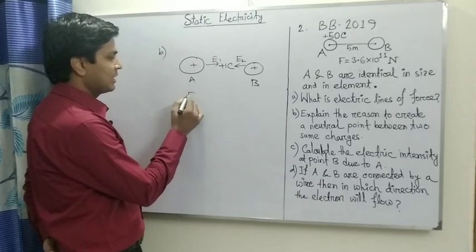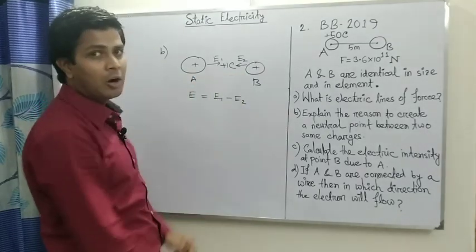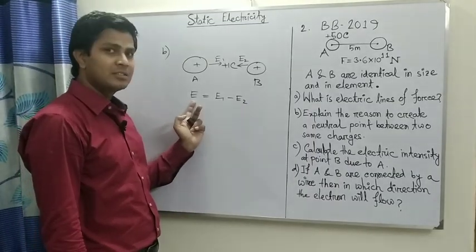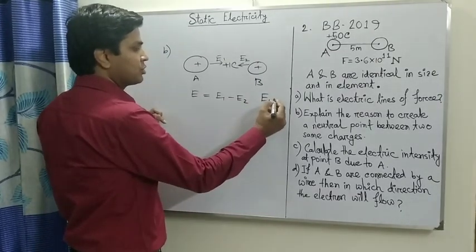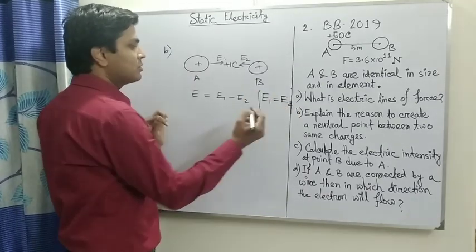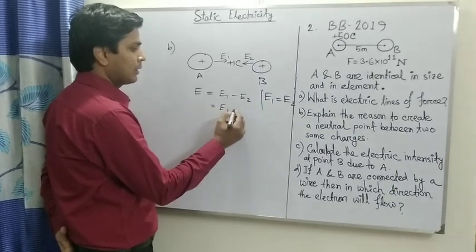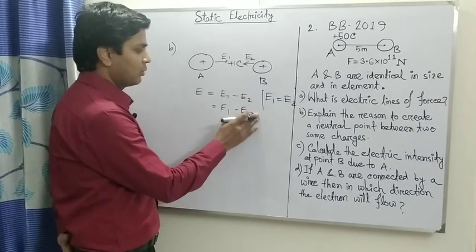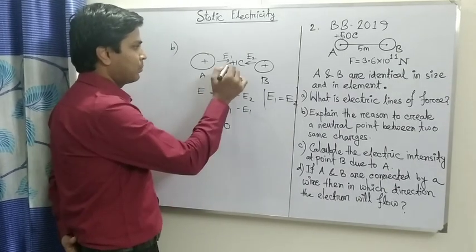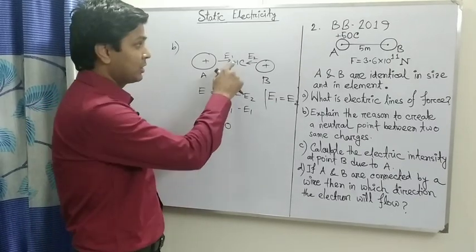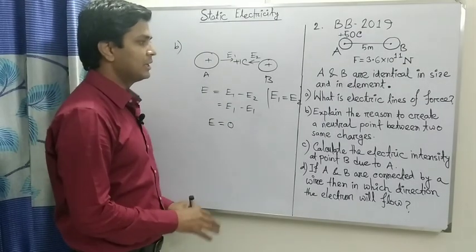So we can write the resultant intensity E equals E1 minus E2, as they act in opposite directions. And according to the question, E1 is equal to E2, and if you replace E2 with E1, then we can write E1 minus E1. That means the resultant intensity at the point will be 0. That means that point is the neutral point. Now question number C.